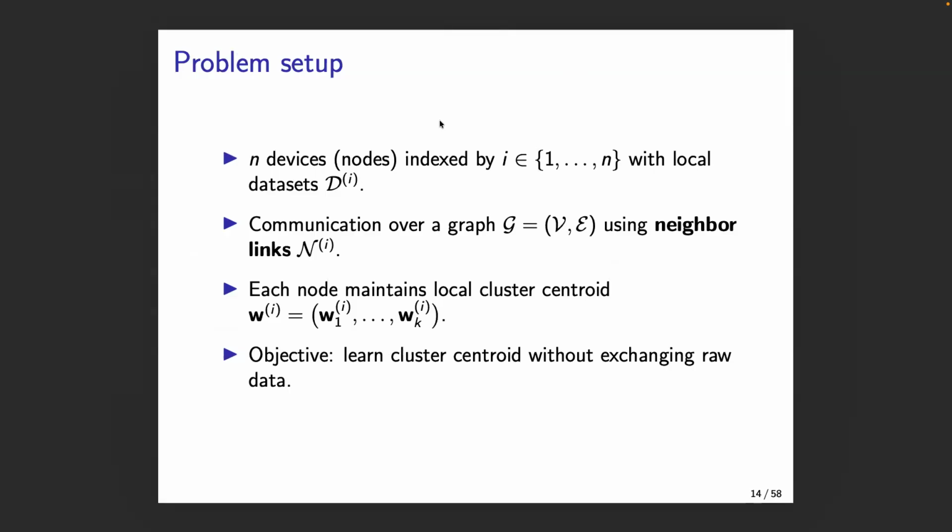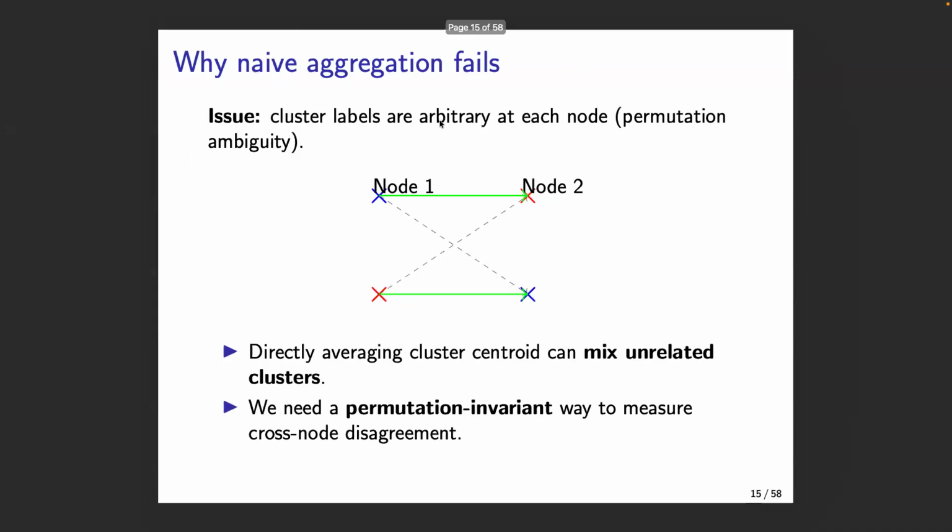So formally, we have n devices that are indexed by i. Every device has a local dataset, Di. We have communication over a graph using neighbor links. And each node maintains what we call local cluster centroids, which is an array of their centroids. The objective is to learn the cluster centroids without exchanging raw data. We will exchange just the centroids between the devices.